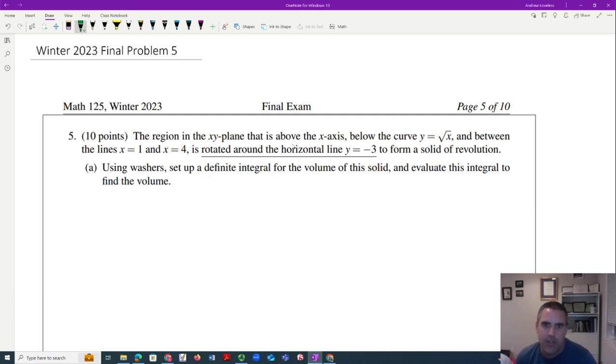The region of the xy plane that's above the x-axis and below y equals square root of x, and between the lines x equals 1 and x equals 4, is rotated around the horizontal. Okay, there's going to be some rotation. I don't care about that yet. I'm just going to draw a picture of the region, and then I really would like to label it. In fact, I think I'll draw it twice, since in this video I'm focusing on the labeling.